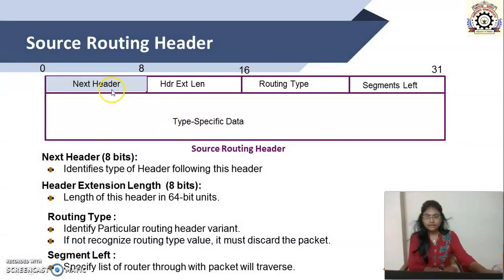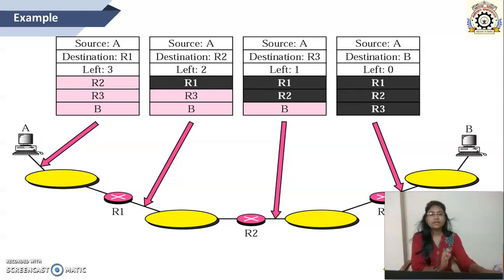Again, it is the header format. Next header field is again used to indicate the type of the header which follows this header. Then the header extension length. Then the source routing type. Already we have discussed there are two types: strict source routing or loose source routing, and this field is used to indicate that type of routing. Segments left: source routing is very interesting specifically because of this field, because segments left is used to indicate the routers that are not yet visited by the packet. It means that they will be visited in the future by that packet.